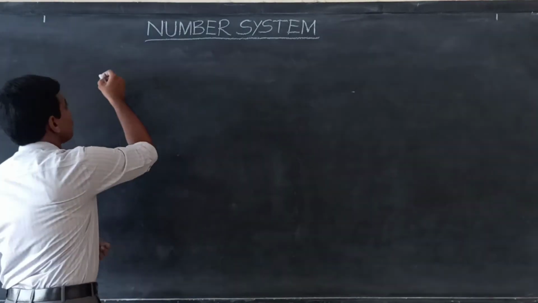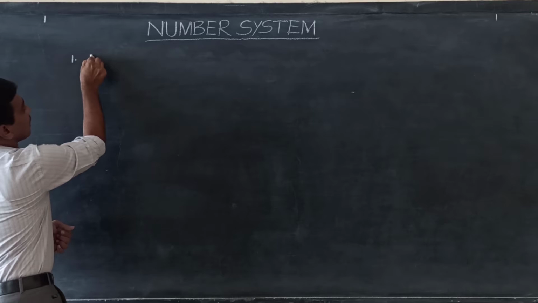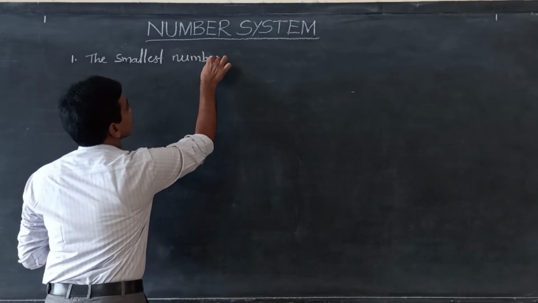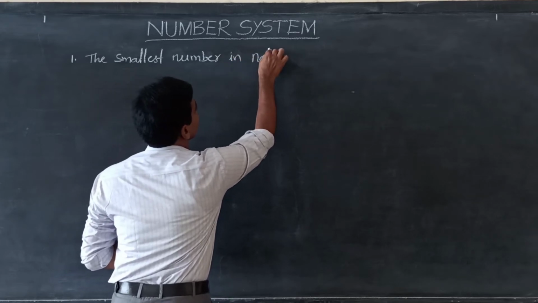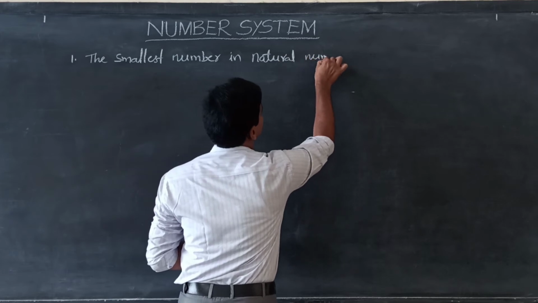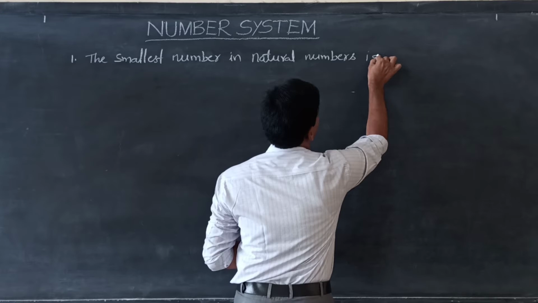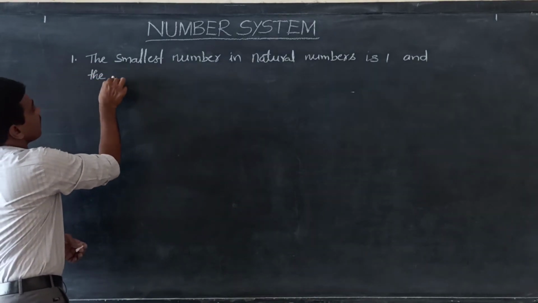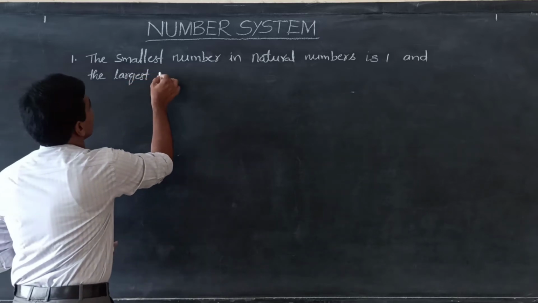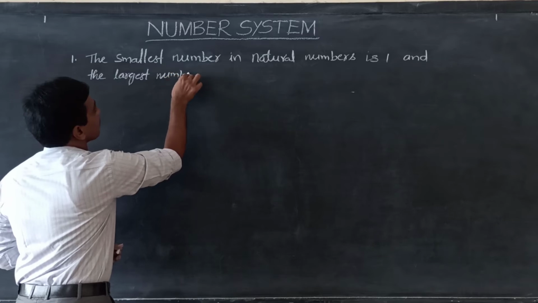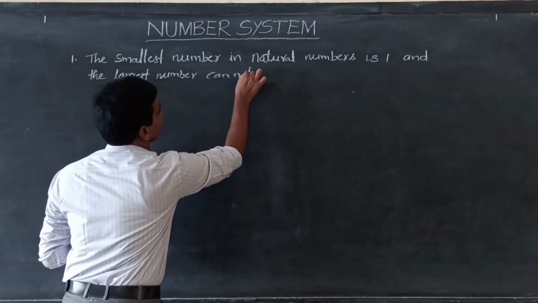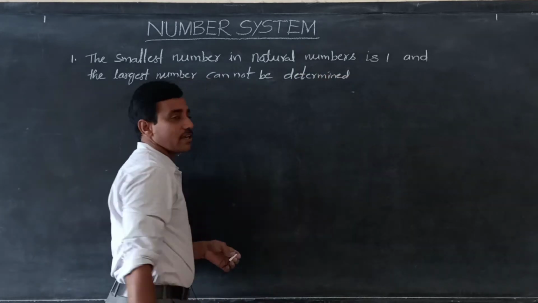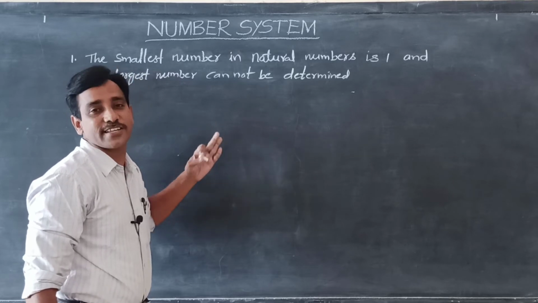Right? See here, the first point I write here. The smallest number in natural numbers is 1, and the largest natural number cannot be determined, because every number has its successor. That is the reason. Okay.